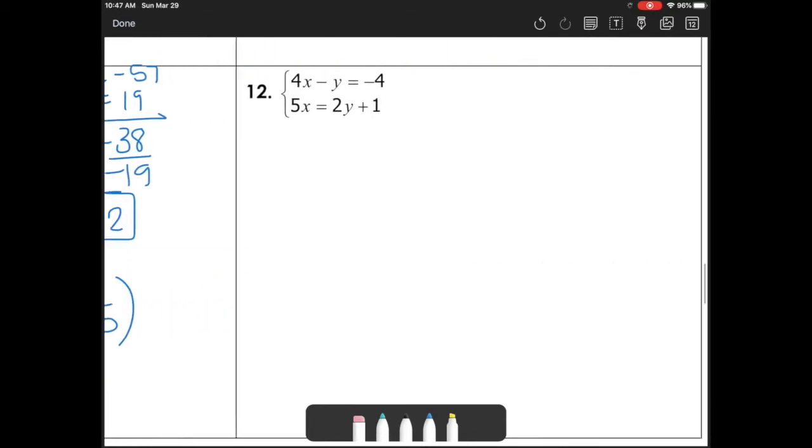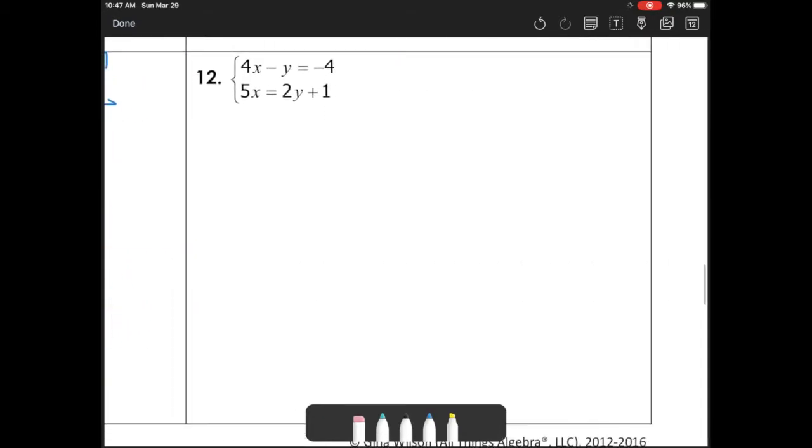All right, for number 12, my equations are not written in the same form. I have x and y together on the first equation, but they're separated by the equal sign in the second equation. So let me change those so that they are the same. I think I'm going to, in the first equation, add y to both sides so that the x is alone. So I have 4x equals y minus 4. So let me put that under here.